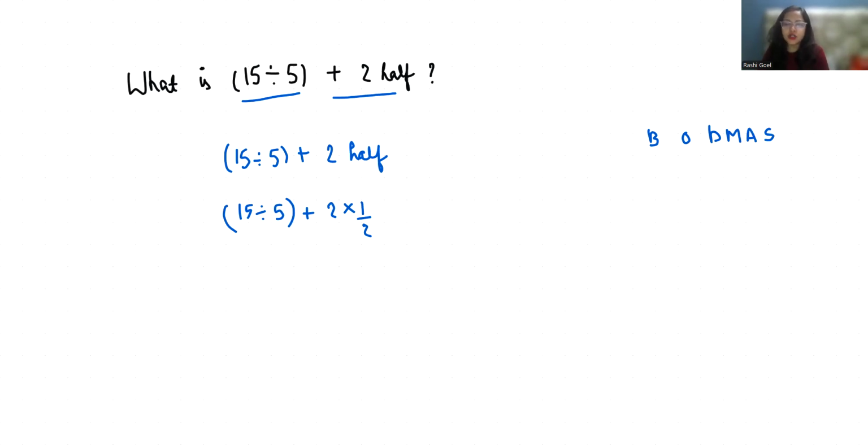So we will first solve the bracket, and in bracket it says 15 divided by 5, which is 3, plus 2 times 1 by 2. Now we'll solve the multiplication part. So it will cancel out, and 1 times 1 is 1. Now 3 plus 1 is 4. So 15 divided by 5 plus 2 half is 4.